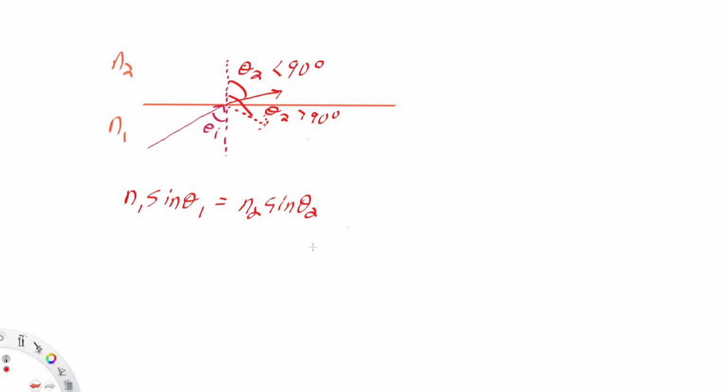So let's see what happens at the boundary, right? What does it take to get a refracted angle of exactly 90 degrees? Well, if it is exactly 90 degrees, sine of 90 degrees is 1. So we get n1 sine theta 1 equals n2. And if we know what materials we're coming from and going into, we can solve for theta.